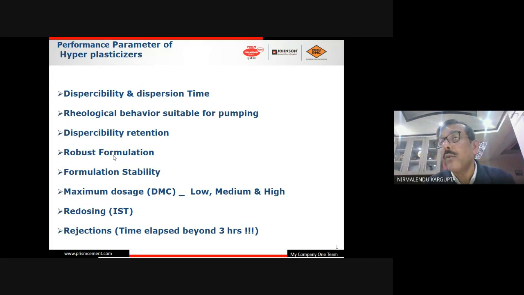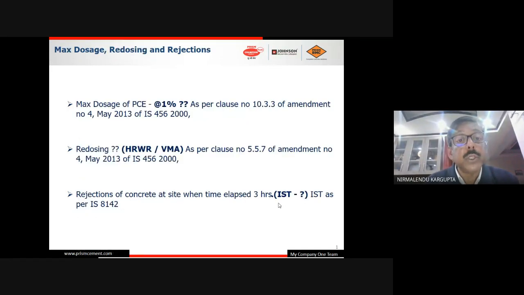Suppose you require 120 mm slump, and you just redose 0.05% to enhance the slump up to 180. As soon as you gave 0.05%, it became super collapse. So the formulation is not robust. Formulation stability: is settlement happening in it? Maximum dosage: low, medium, high; redosing, are you redosing; rejections; time elapsed beyond 3 hours. So these are the things. And maximum dosage of PCE is mentioned at the rate of 1%, but it is not rigid.